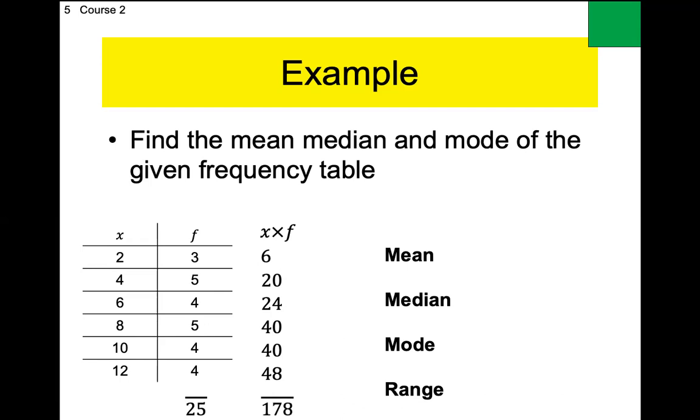To find the mean, we divide the third column sum by the second column sum. 178 divided by 25. Play the video while you're doing the problems. 178 divided by 25. Well, it's an ugly decimal number, but there it is.